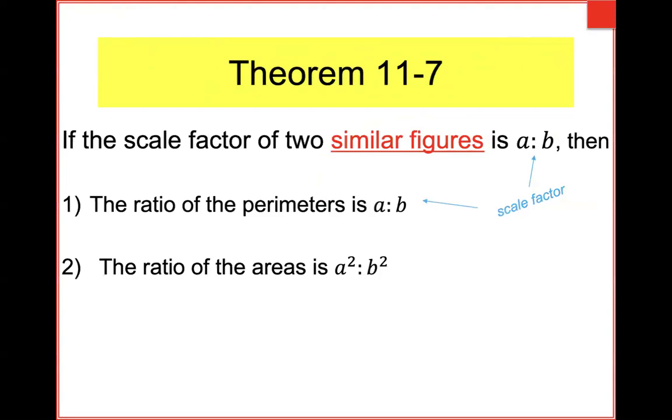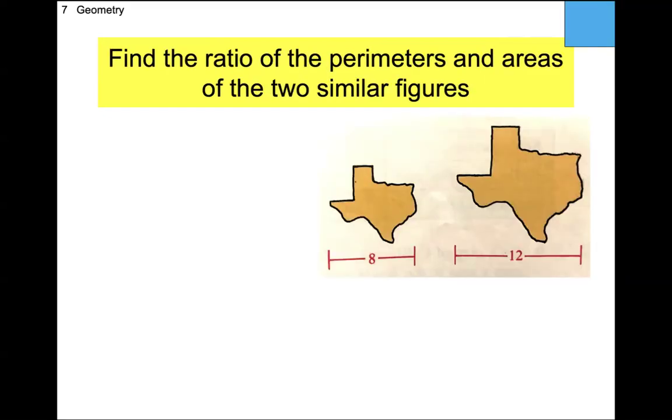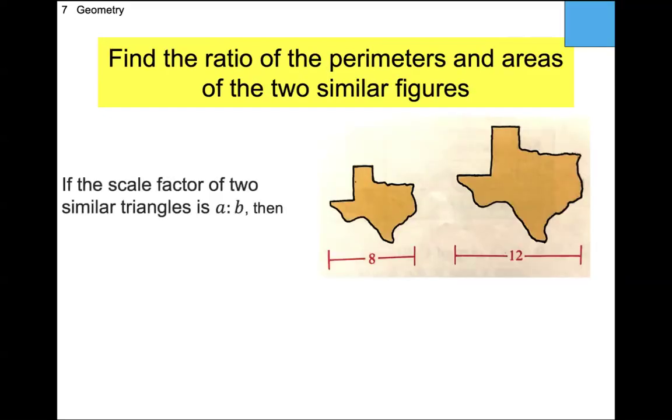From the previous theorem, if two shapes are similar and the scale factor is a to b, then the ratio of their perimeters is also a to b, and the ratio of their areas is a squared to b squared, or their scale factor squared. So I just need to know whether I'm going from small to big or big to small. If I calculate from small to big, that would be 8 over 12. That would be the scale factor. If I did big to small, that would be 12 over 8. So I know their perimeters have exactly the same scale factor. Reduce the fraction, and that would be 2/3.